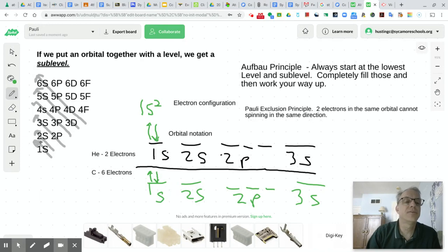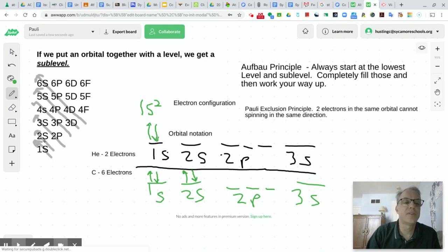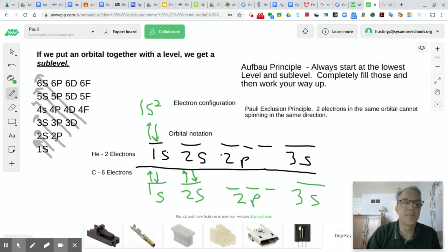The next 2 go in the second level in the S sublevel. Here's the 2s right here. So we put, again, Pauli says 1 up, 1 down. The S's are filled. Now I've got 4 left. Okay, so we filled the 1s sublevel, we filled the 2s sublevel. Now I'm at the 2p. How many orbitals are there of p? Well, there's 3. I can put 2 in each one. This is the 2p sublevel.